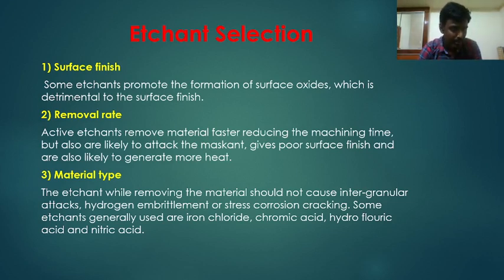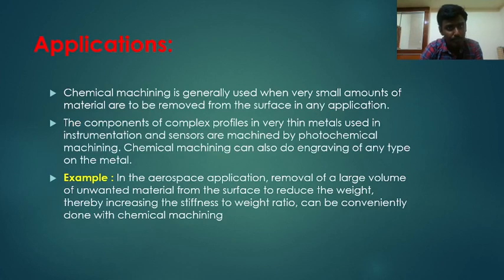And then at last, the material type. Here there are numerous factors which can affect the material: intergranular attack, hydrogen embrittlement, or surface corrosion cracking. All these processes are there, so we need to be precise in how we choose the masking material and the etchant solution according to the material too. Some etchants generally used are ferric chloride, chromic acid, hydrofluoric acid, and nitric acid. These are the most commonly used etchant solutions.